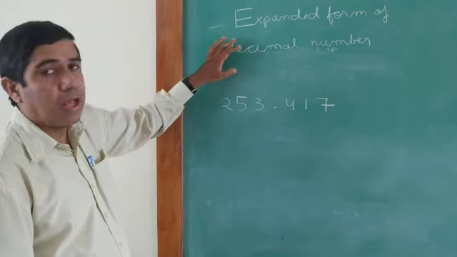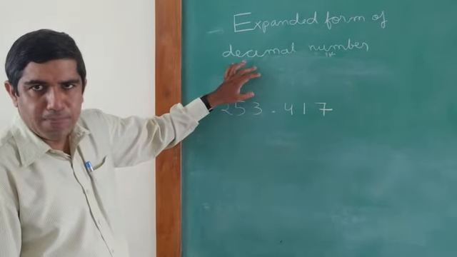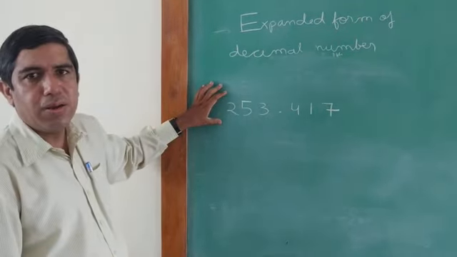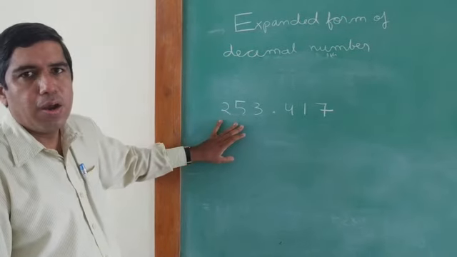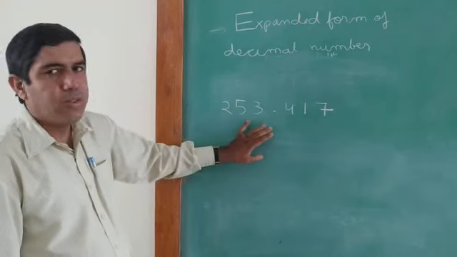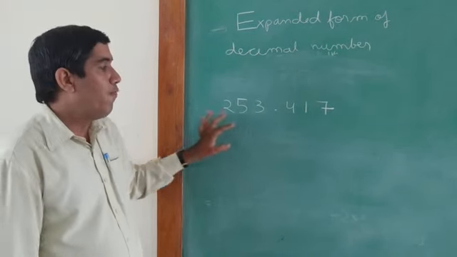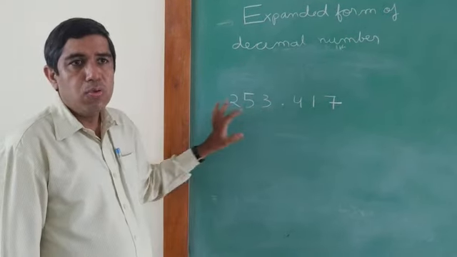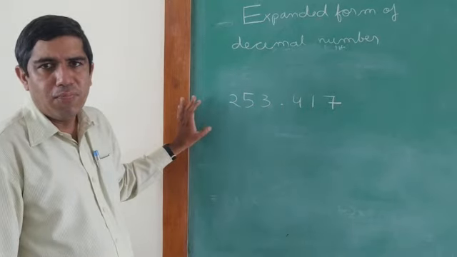We are going to discuss the expanded form of a decimal number. The decimal number which I have taken is 253.417. So before learning the expanded form, you should know the place value of the given digits.